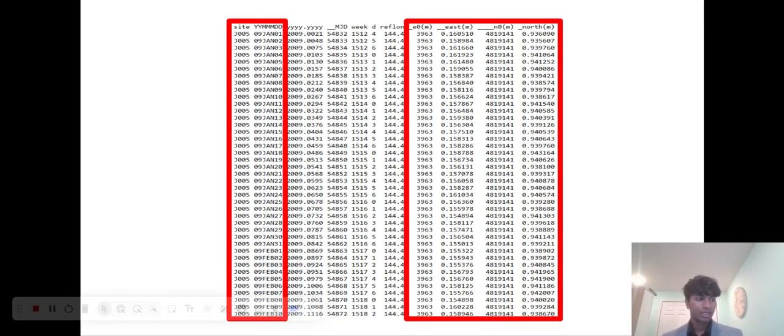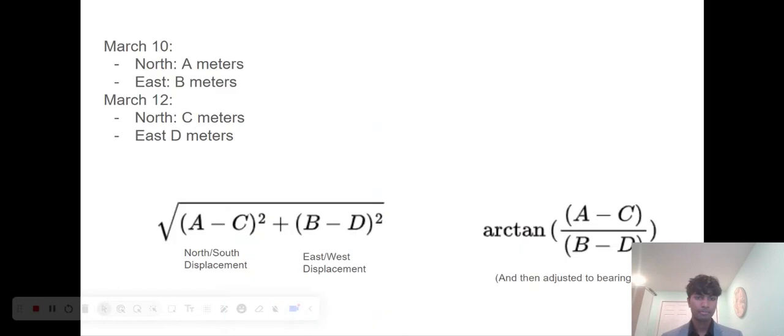Using R, the data was scraped from the database to calculate displacement between March 10th, 2011, a day before the earthquake, and March 12th, 2011, a day after the earthquake, for every Japanese GPS station possible. As I will discuss later, this process could not be done for certain stations. Let's take a quick example.